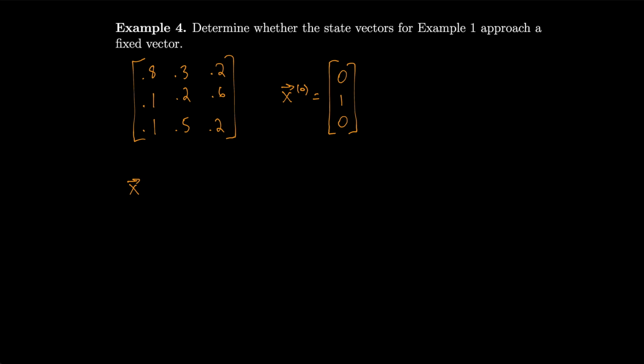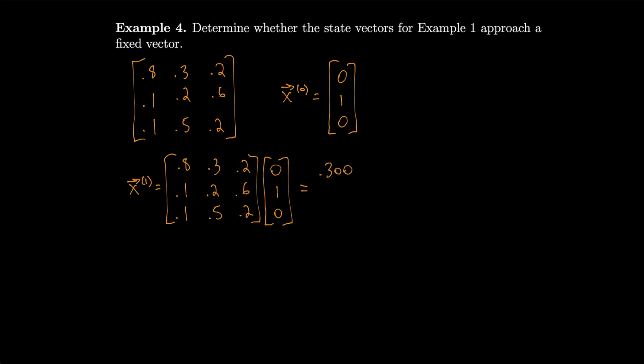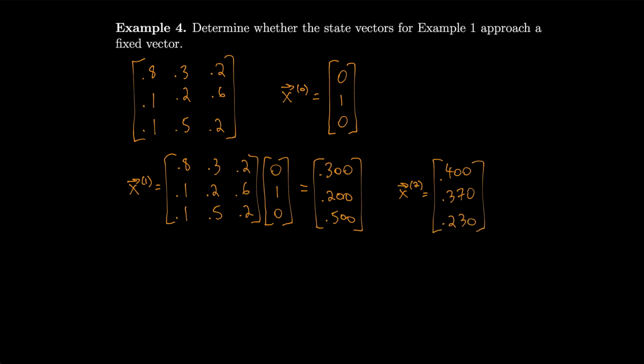So we'll look at what x1 would be in this case. We'll take 0.8, 0.1, 0.1, 0.3, 0.2, 0.5, 0.2, 0.6, 0.2, and multiply it by 0, 1, 0. So that gives us 0.300, 0.200, 0.500. And let's look at what the next vector would be. So that would be 0.400, 0.370, 0.230. Again, just multiply by matrix P. We'll get x3 equal to 0.477, 0.252, 0.271. And then x4 is 0.511, 0.261, 0.228.